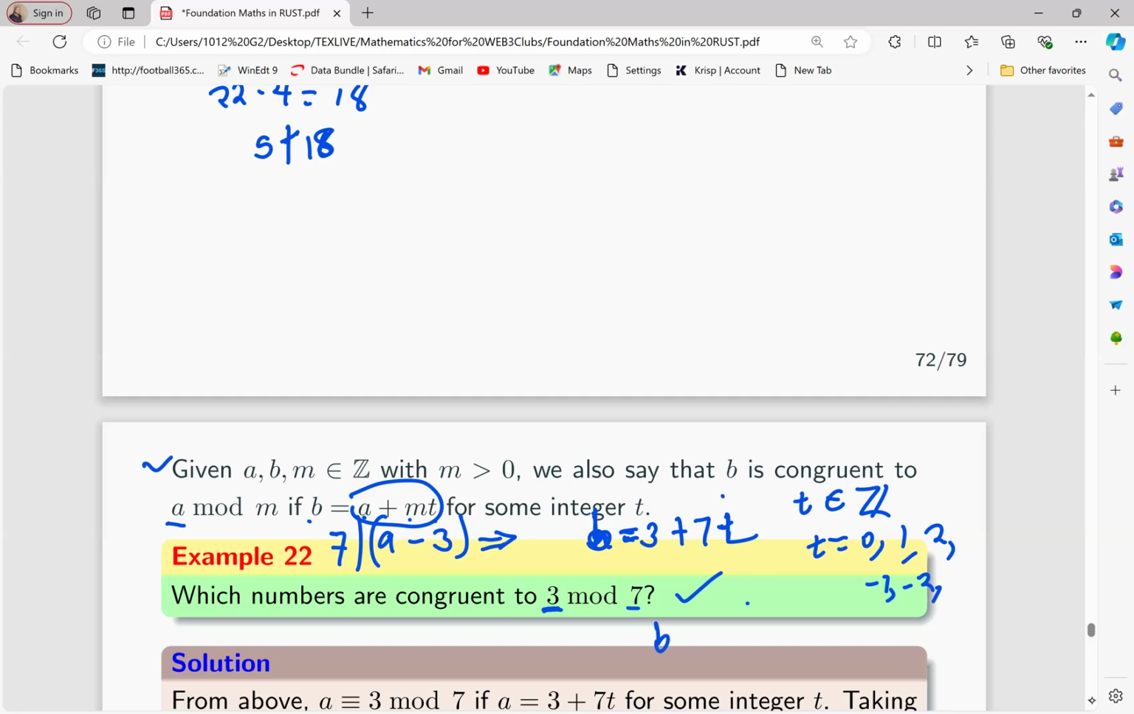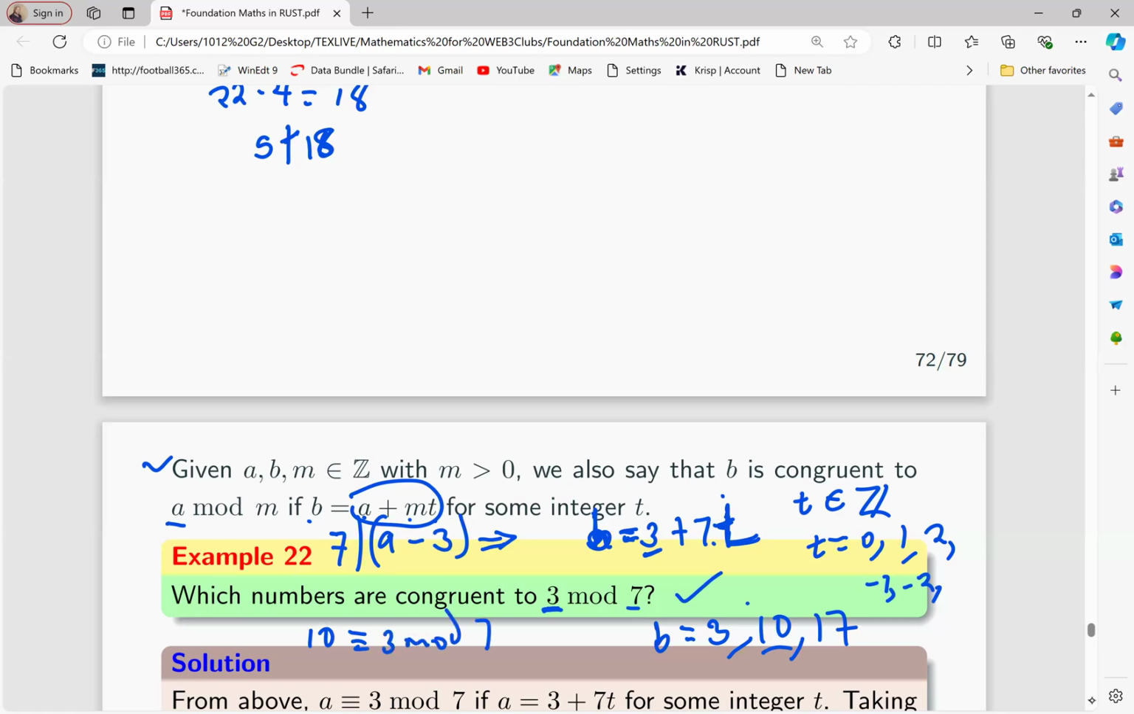then you find that b will be 3. If you take t to be 1, you'll be talking of 7 plus 3, which is 10. If we take it to be 2, then this will be 14 plus 3, which is 17. So there are so many numbers which are congruent to 3. So for instance, you can see that this 10 is congruent to 3 mod 7.